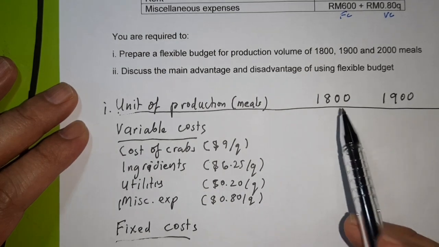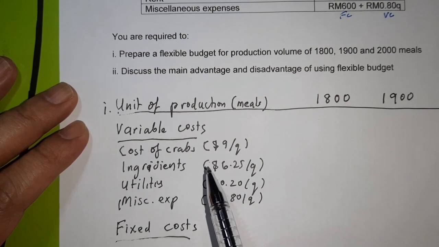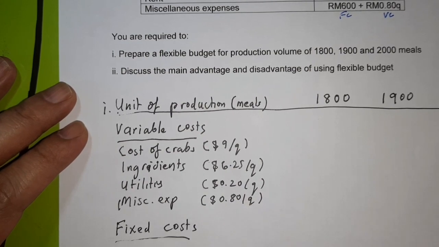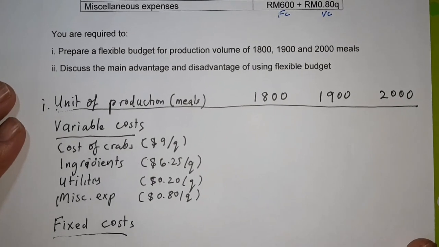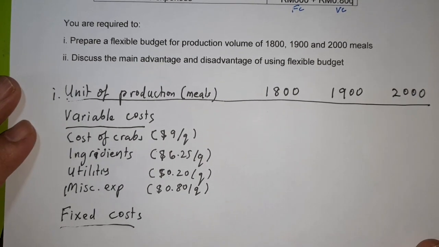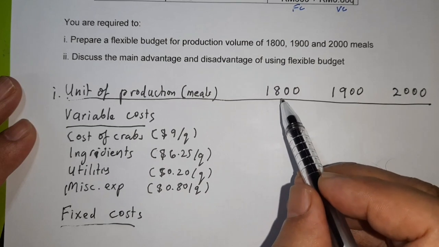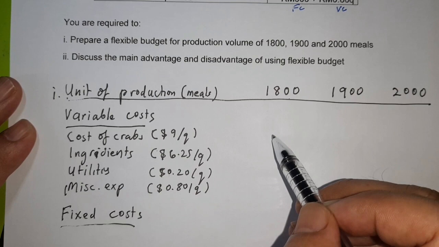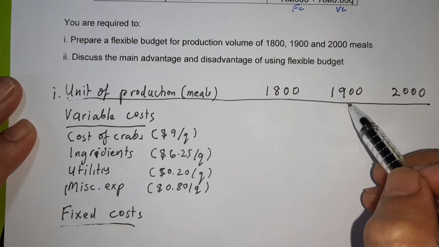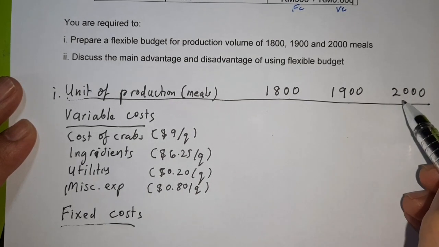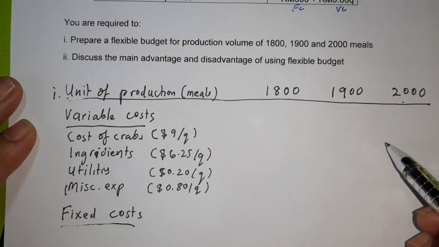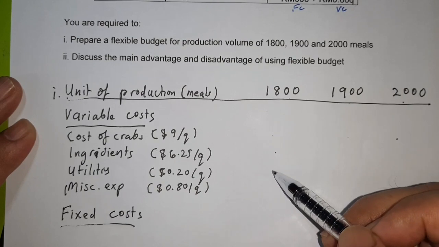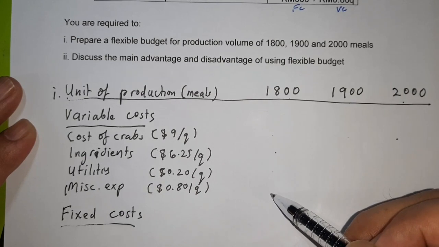So now you can calculate. The variable costs are costs that will change when the quantity of production changes. So you calculate. For 1,800 meals, how much is the cost of crabs? For 1,900 meals, how much is the cost of crab? For 2,000 meals, how much is the cost for crabs? And also, how much is the cost for the ingredients, utilities, and miscellaneous expense?